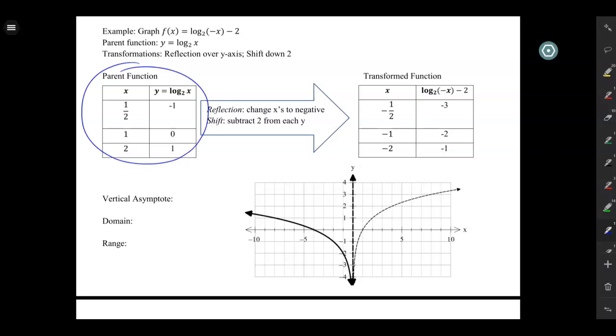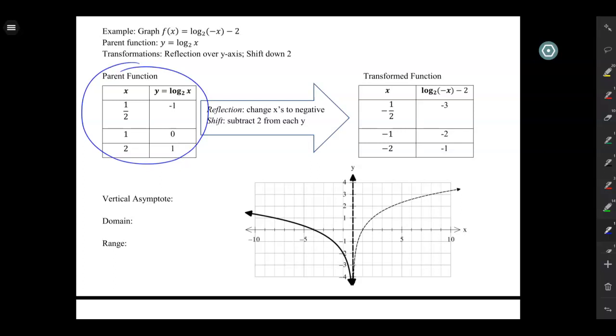So what I'm going to do is take my parent function table, and I'm going to first handle my reflections. So I'm going to change all my x's to negative, and that's going to make it reflect over the y-axis. So you'll see my whole x value column stayed with the same numbers, but now they're all negative. And then to take care of the shift down 2, I'm subtracting 2 from each y value. And that's where I'm getting my new y value column.